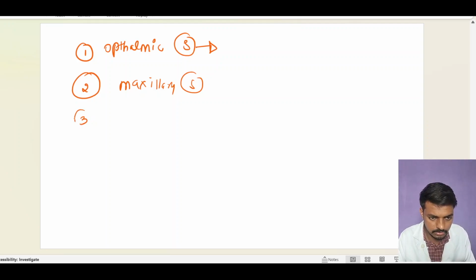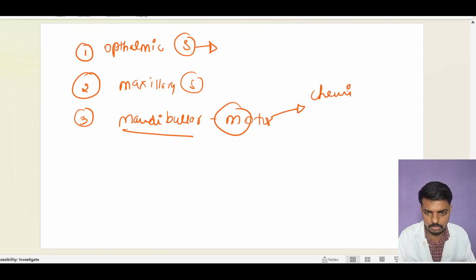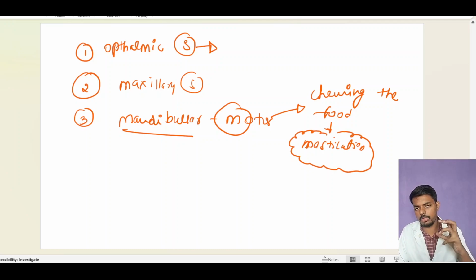The third one is our mandibular branch, which is responsible for our motor function. This is the very important point here. Motor function is responsible for chewing the food, which is called mastication. Mastication means chewing. So which branch of the trigeminal nerve supplies the muscles of mastication? We can say the mandibular branch of the trigeminal nerve supplies the muscles of mastication.